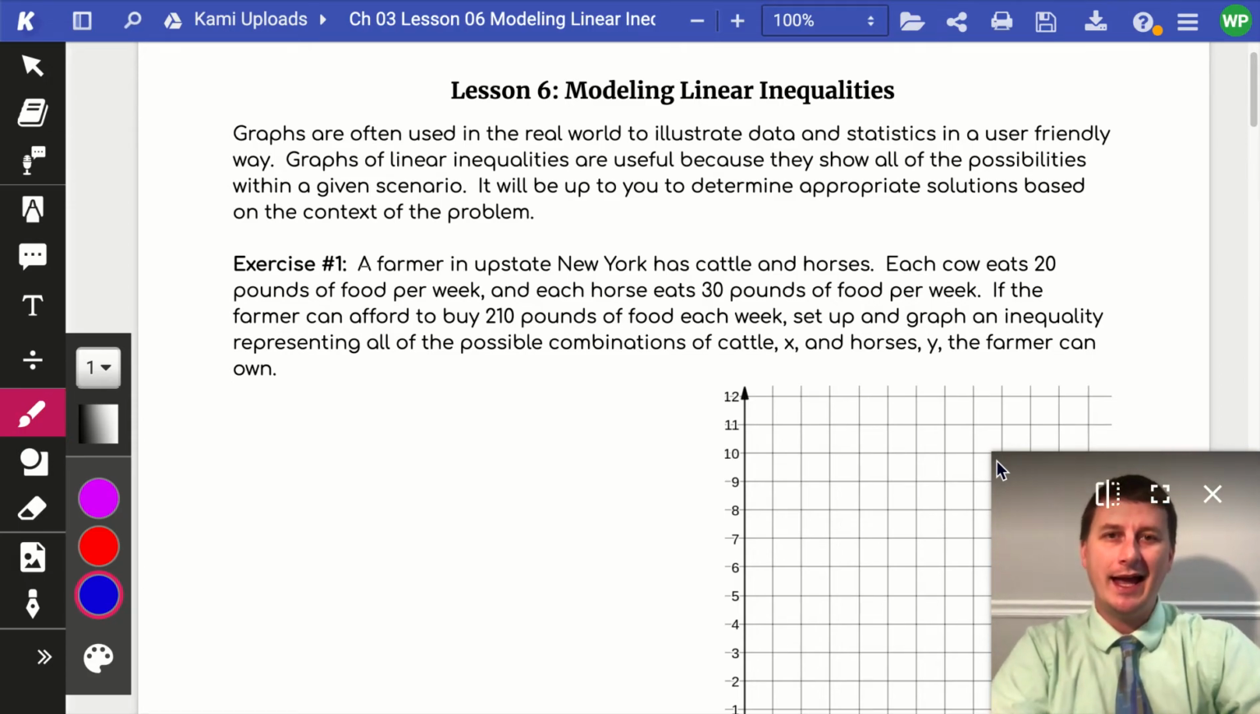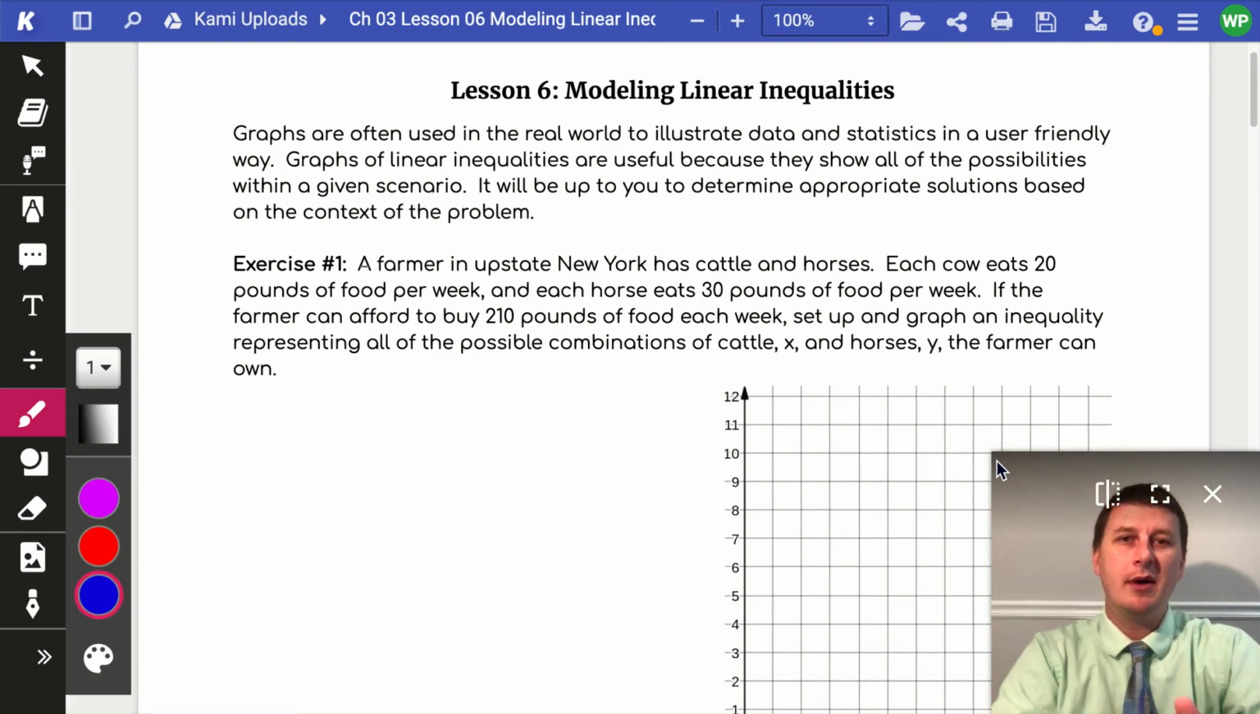Algebra 1. And in this video, we are going to sum up our Chapter 3 on lines and linear equations with some linear inequalities, where we're going to be looking at word problems that involve linear inequalities, making sense of them, and then graphing the situation that they represent.